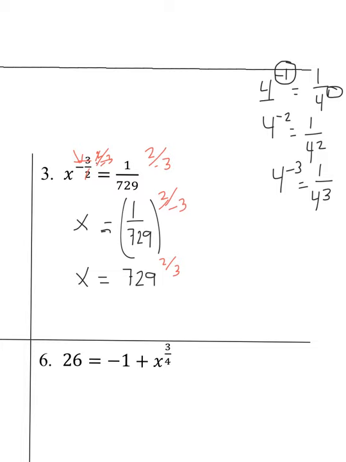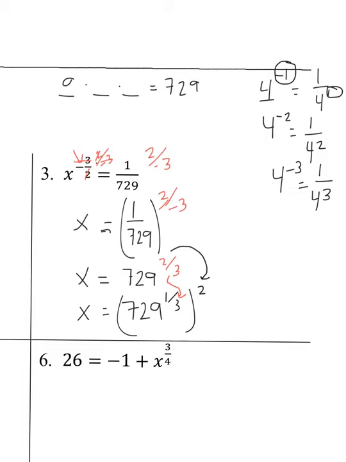From here we solve it just like we did the last problem. We can rewrite this as 729 to the exponent 1/3 squared. So remember, whatever's in the denominator will go on the inside, and whatever the numerator is will go on the outside. So we have to think about three of the same numbers that multiply together to get 729. Something times something times something is equal to 729. That number is 9.